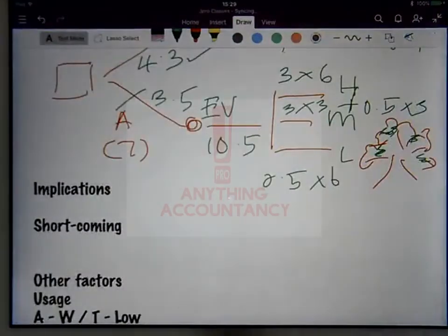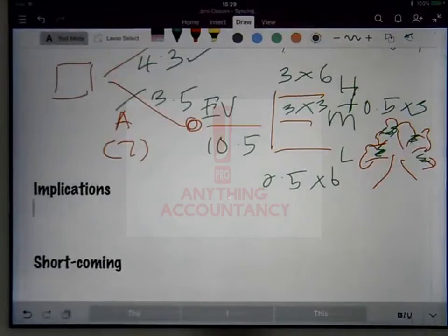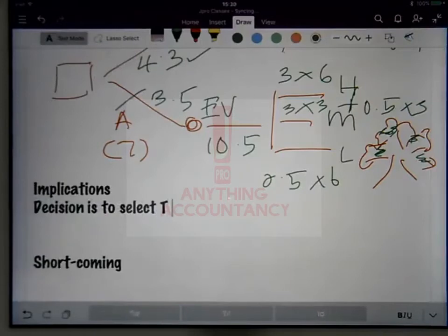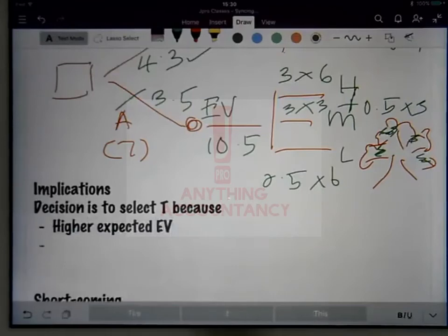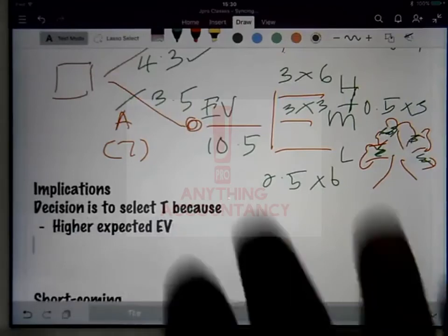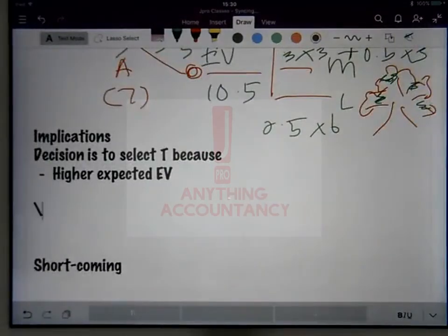What's the implication? Because what? Higher expected EV. Okay, leave it. Don't do anything with that.